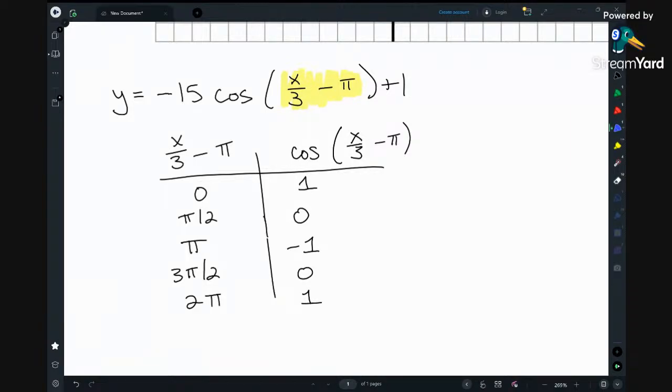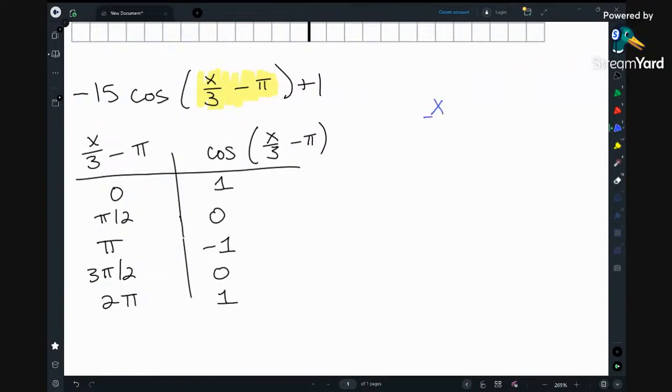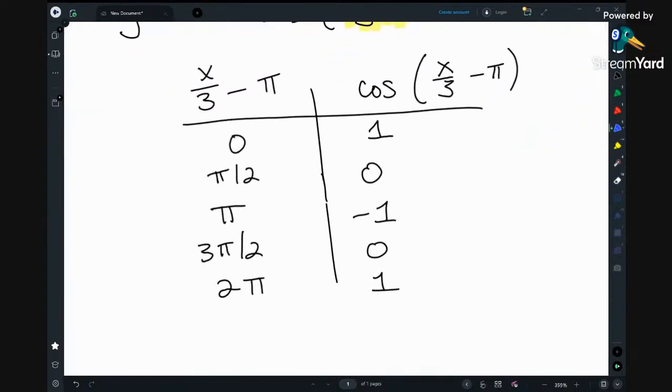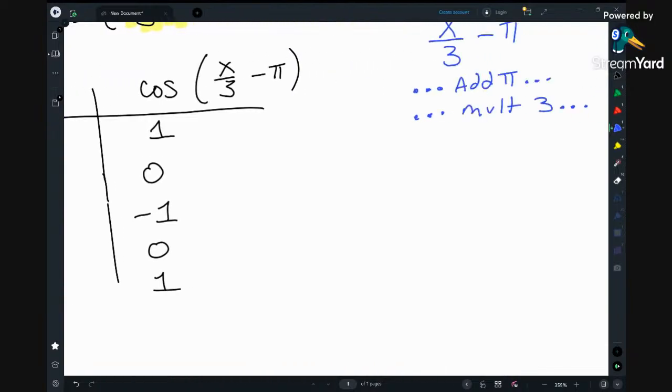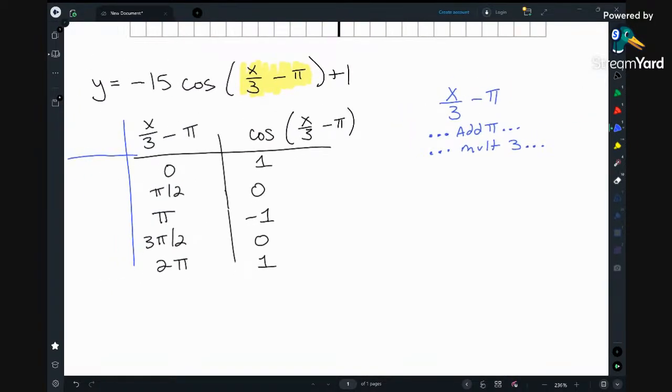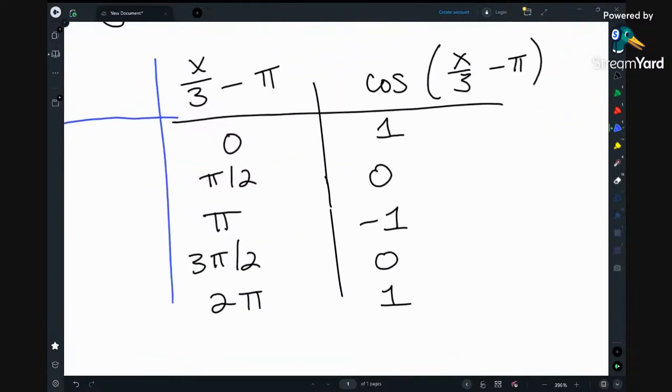Okay, let's do a little side work here. x over 3 minus pi. What would we do to get x by itself? We would add pi and then multiply by 3. So we're going to take this first column values, our inputs, and add pi to all of them and then multiply by 3. I'm just going to talk these out, so listen up. I'm going to add pi and then multiply by 3. So 0 plus pi becomes pi times 3, 3 pi.